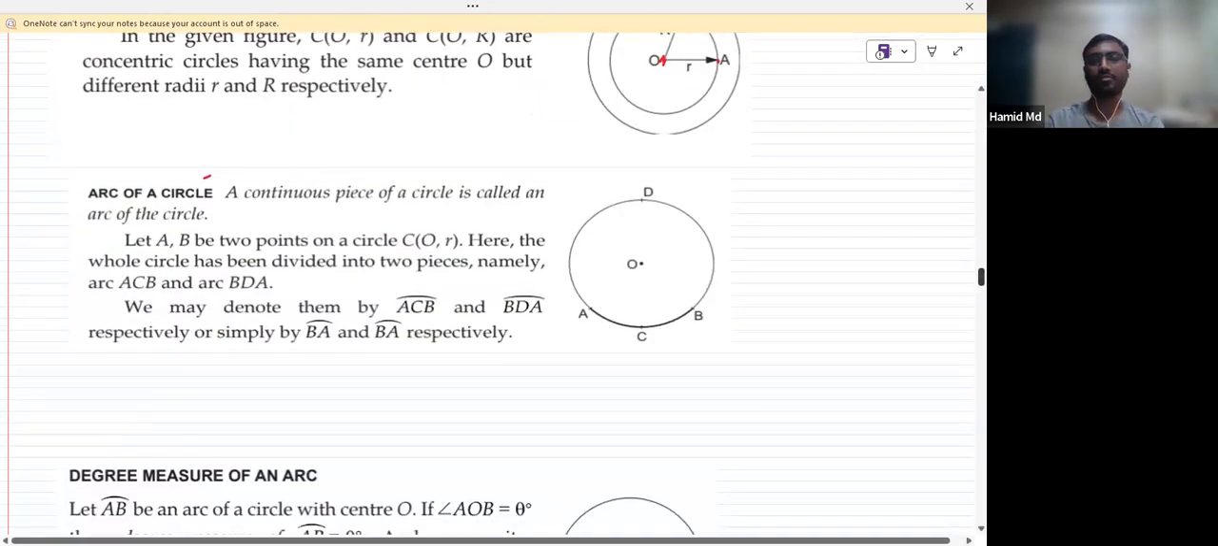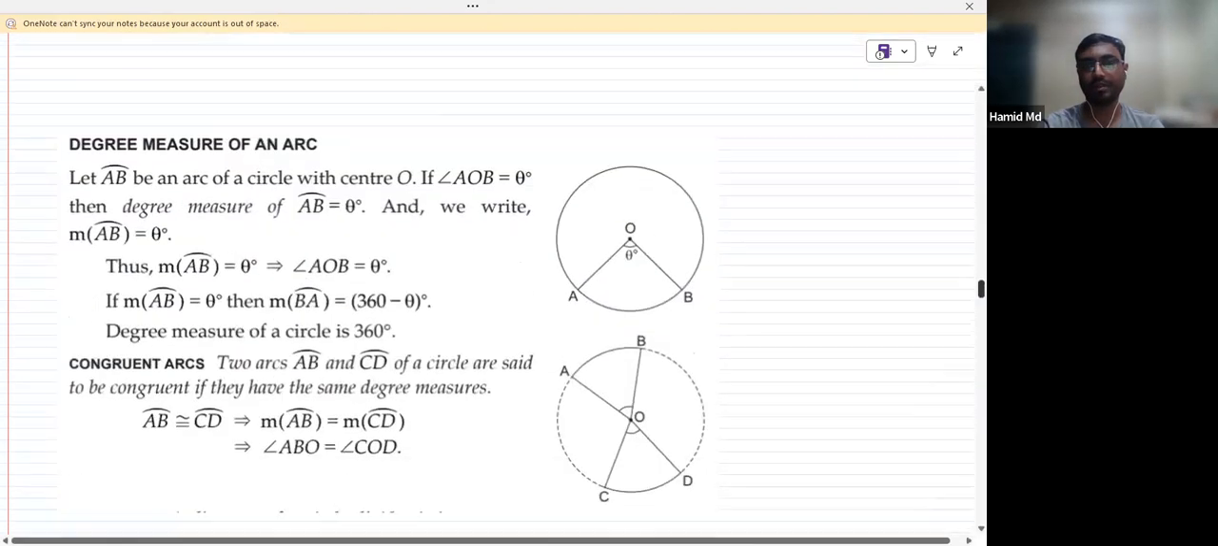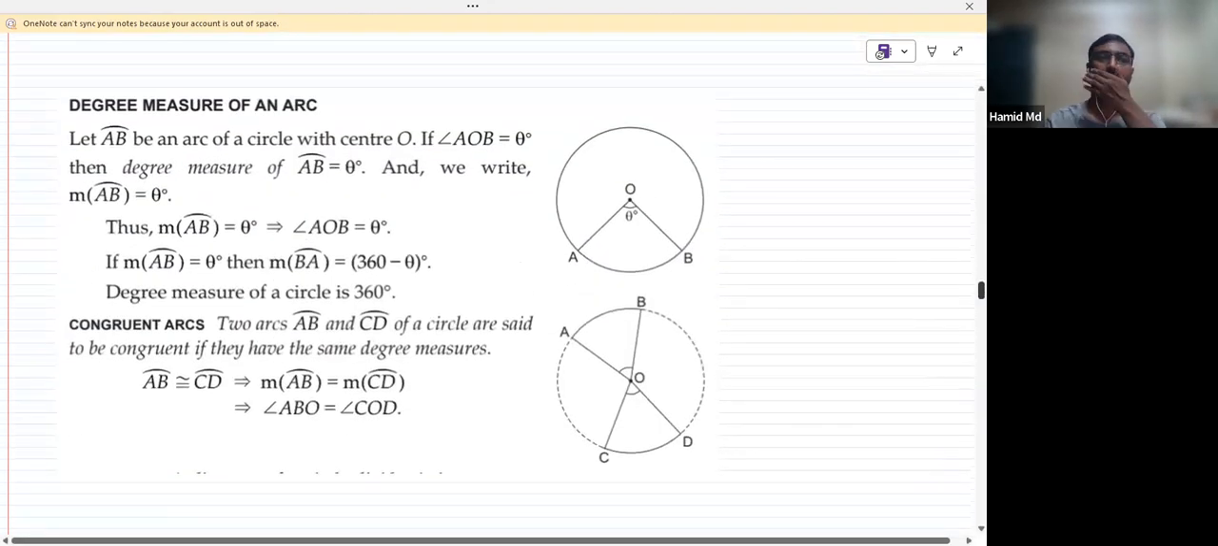What is an arc of a circle? It's a piece of the circumference of the circle. Very good. And how do we denote it? We denote it by, see, this is ACB. So we write it ACB and just put the sign of a small part of a circle. This term we will be using frequently.